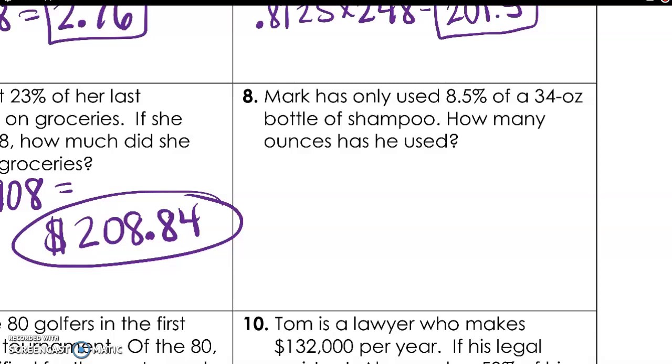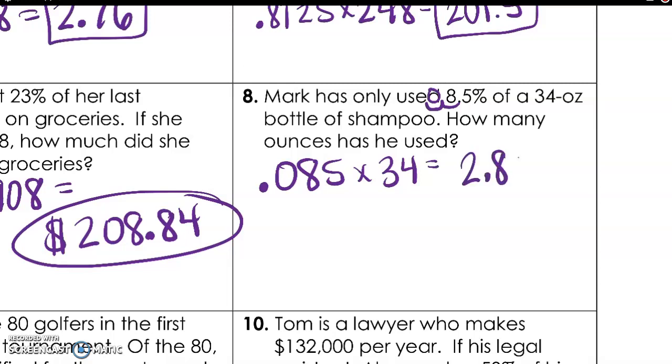Number 8, Mark has used 8.5% of a 34-ounce bottle of shampoo. How many ounces has he used? So they're giving you a percent out of a total. So move it twice, 0.085 times 34. You get 2.89 ounces. OZ is ounces.